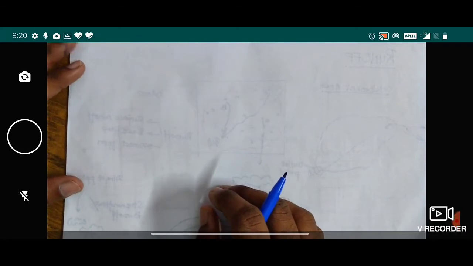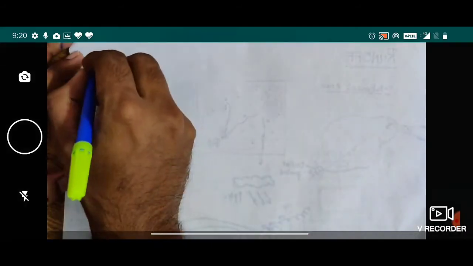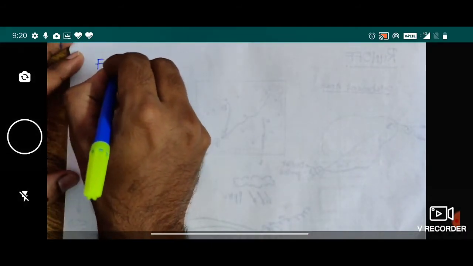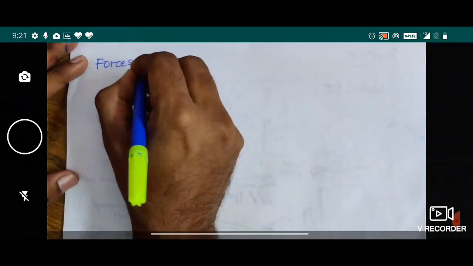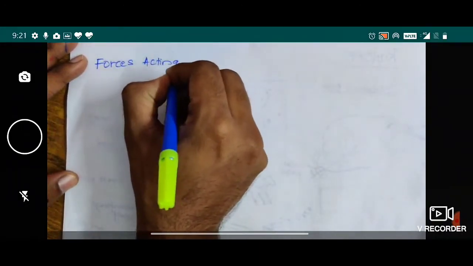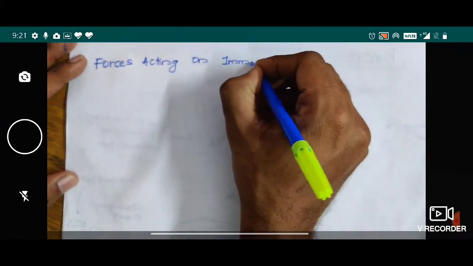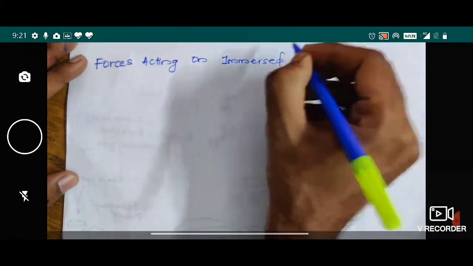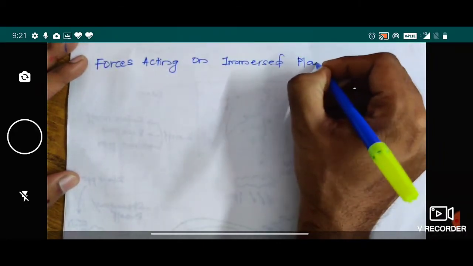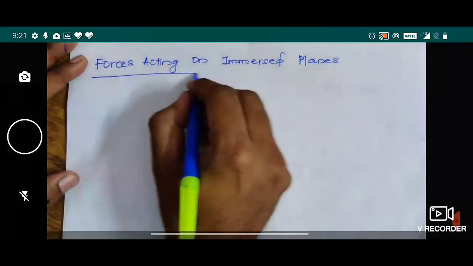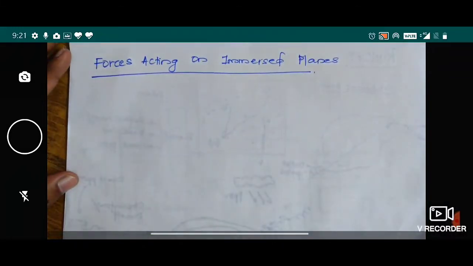Today we'll be talking about the forces acting on immersed planes. Earlier we have seen how we can measure the pressure using different kinds of manometers.